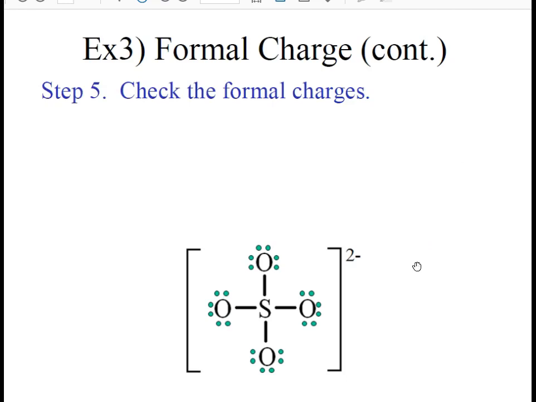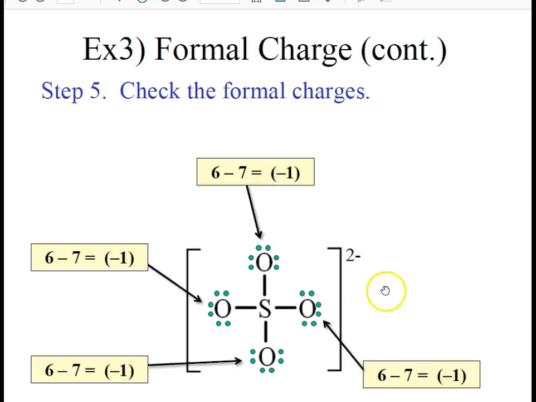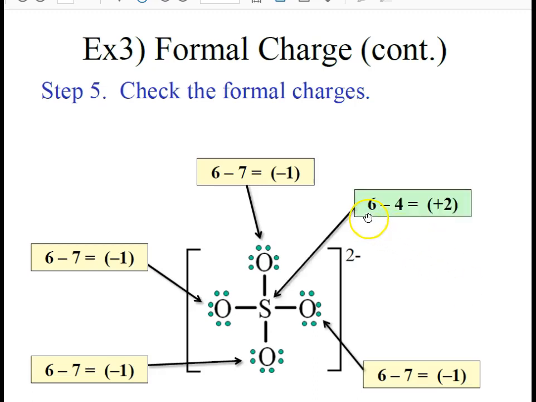Alright, and now we're going to check our formal charges. You see the arrows here where they're doing the calculations for each oxygen. So each oxygen has 6 valence, minus each of these oxygens has 7 electrons assigned to it. So each of these oxygens has a -1 formal charge. All right, let's look at the sulfur in the middle now. Sulfur has 6 valence electrons, and there are 4 assigned to it in the 4 bonds. So that's a +2 formal charge.